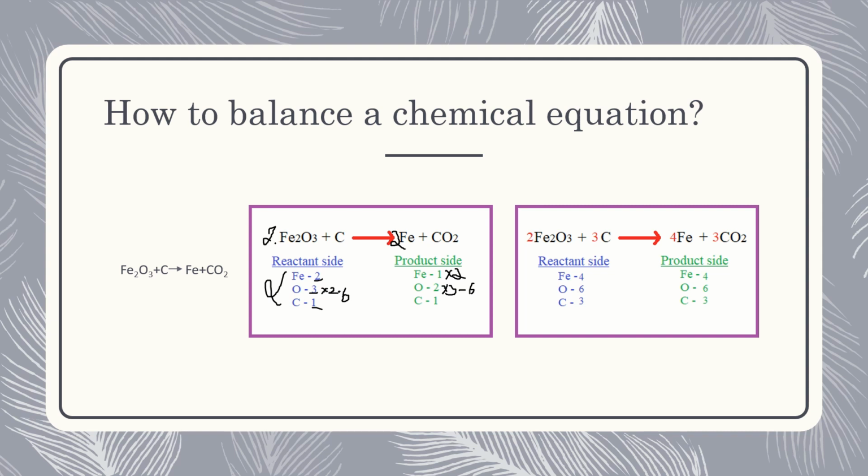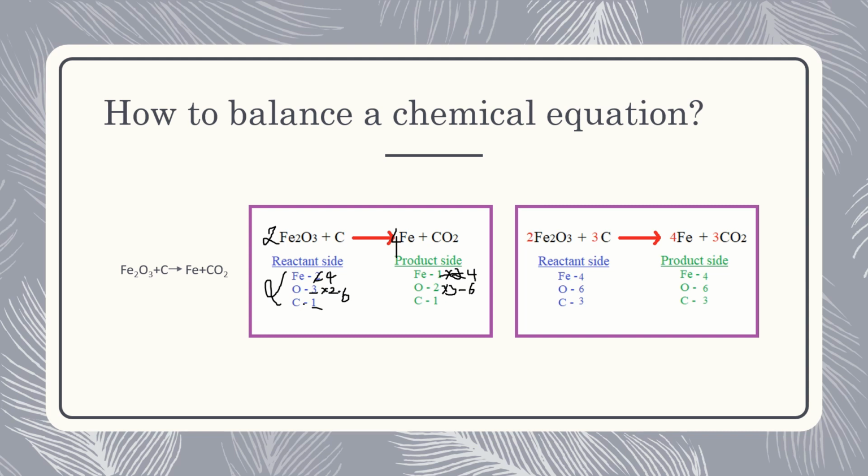Then it would be 3 into 2, which is 6 for oxygen, but there would be a difference for iron. Fe is 2 here, and when we take 2 here, it would be 2 into 2, which would be equal to 4. So now we need to balance it even on the product side. For that, we would multiply it by 4. This is what I was saying, we use a trial and error method for balancing equations. So let's put 4 here. Then this would also be 4 and Fe is balanced.